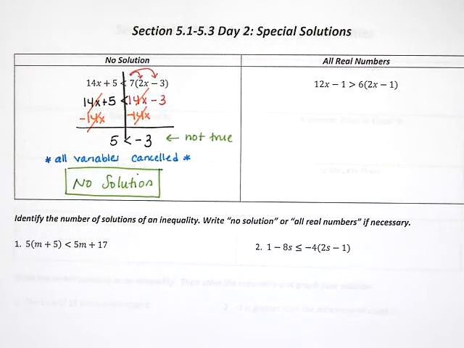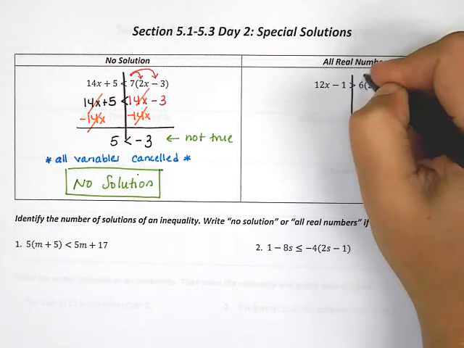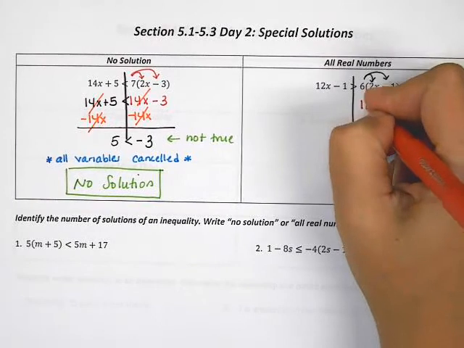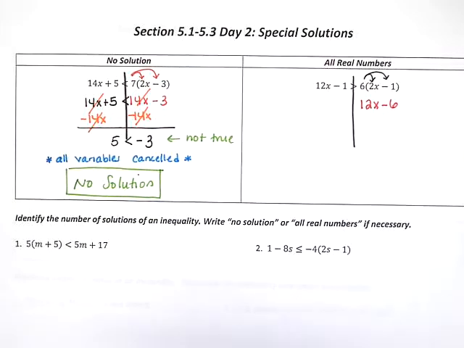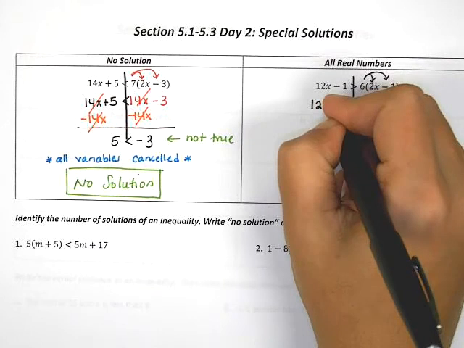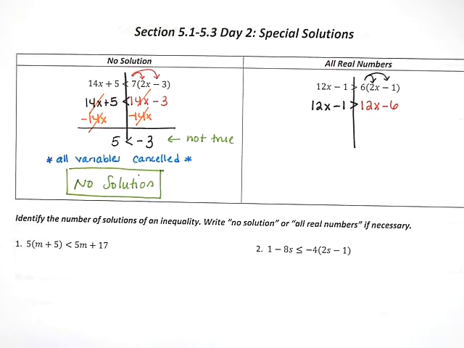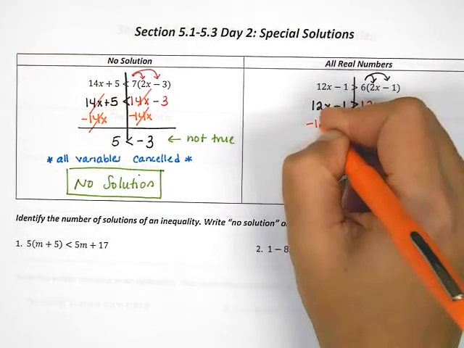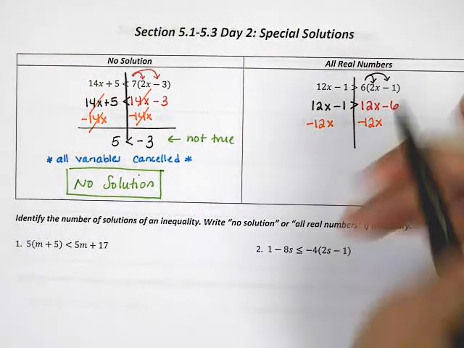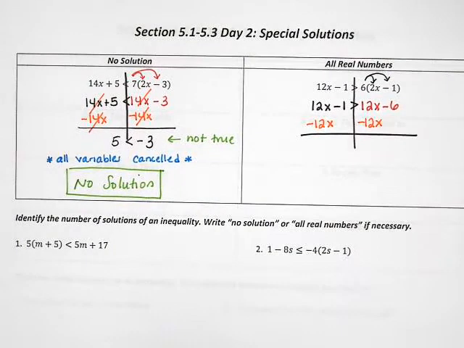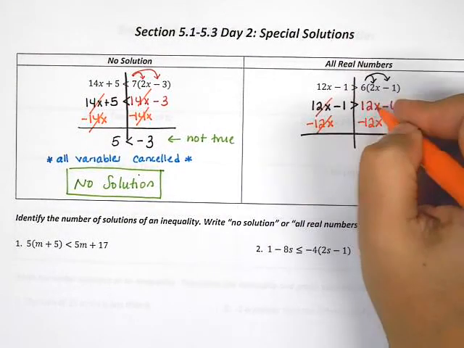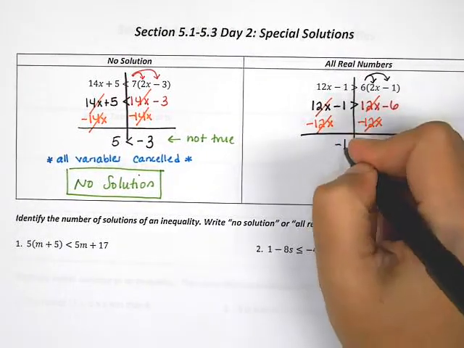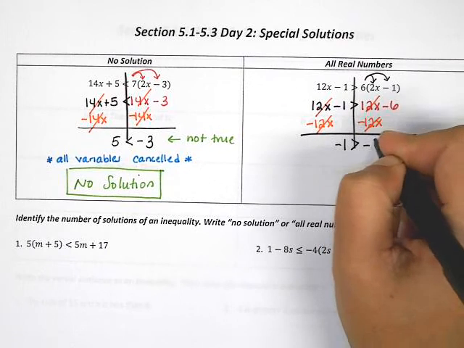If we look at a second example here, again, we would start by distributing. When we distribute, we get 12x minus 6, and we would drop down the 12x minus 1 and the greater than symbol. Once again, we would try to get the variables to be together, and we would subtract 12x on both sides. And once again, something unusual would happen. The 12x cancels on both sides, which means my answer here would be negative 1 is bigger than negative 6.